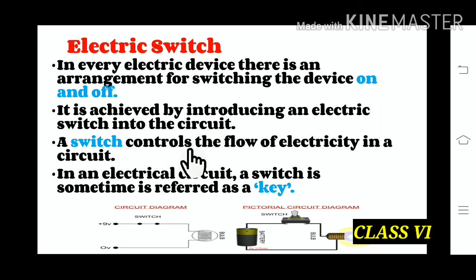A switch controls the flow of electricity in a circuit. So a switch helps us to control the flow of electricity, so we can put the switch on and off. In an electrical circuit, a switch is also sometimes referred to as a key. So in this picture we can see that when the switch is on, the bulb glows, and when the switch is off, the bulb does not glow.